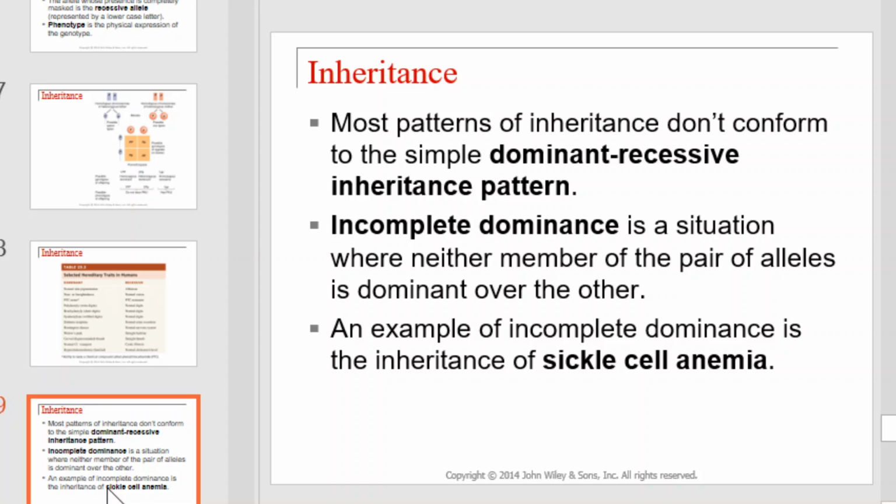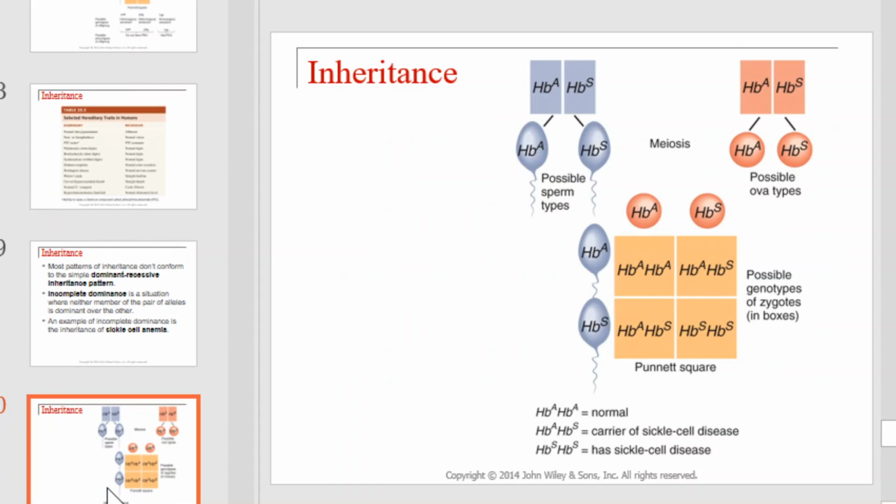Most patterns of inheritance don't conform to simple dominant-recessive inheritance patterns. Incomplete dominance is a situation where neither member of the pair of alleles is dominant over the other. An example of incomplete dominance is the inheritance of sickle cell anemia. This graphic illustrates the inheritance pattern for sickle cell anemia.